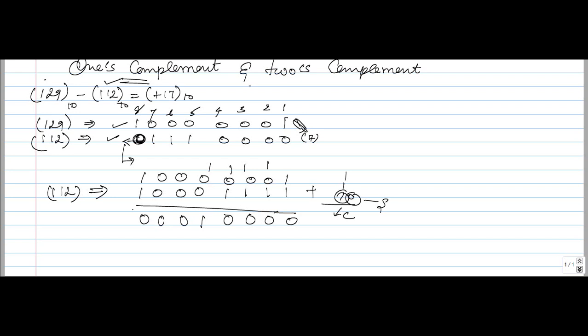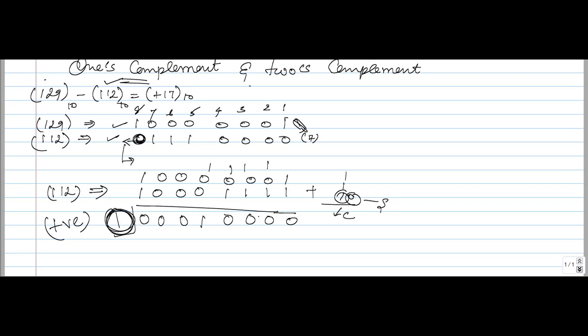Again 1 plus 1 is 0, carry 1. 1 plus 1 is 0, carry 1. 1 plus 1 is 0, carry 1. And 1 plus 0 is 1. So we don't have anything over here. But if you add over here, 1 plus 1 is 0 and you have a carry 1.